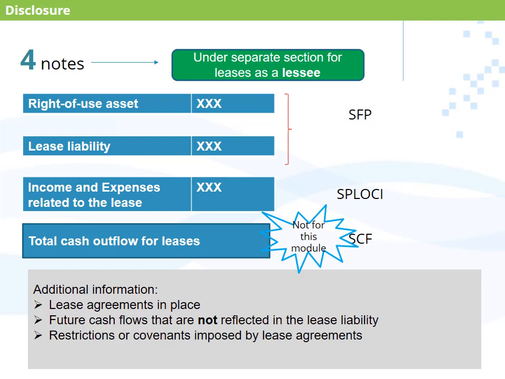So similar to any financing or liability like a bank loan, where they impose certain covenants, a lease agreement might also, because leases are a type of financing, there might be certain covenants or restrictions that the lessor places on the lessee, and that must be disclosed in the financial statements.